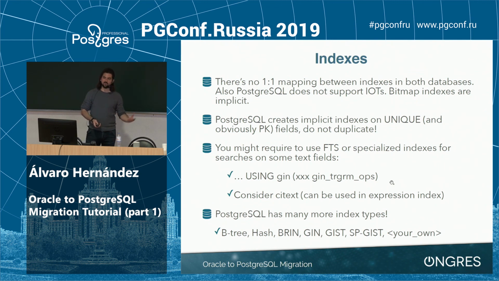Has GIN indexes, which are specialized for some data types, like text or arrays or JSON. Has GiST and SP-GiST, which are more generic frameworks for specific indexes. They're used, for example, in GIS with PostGIS. And you can even create your own index in Postgres. You can definitely do that. So there's a lot of variety here.